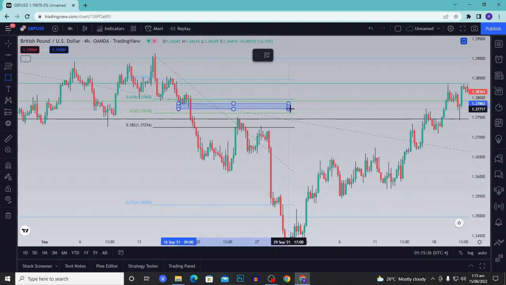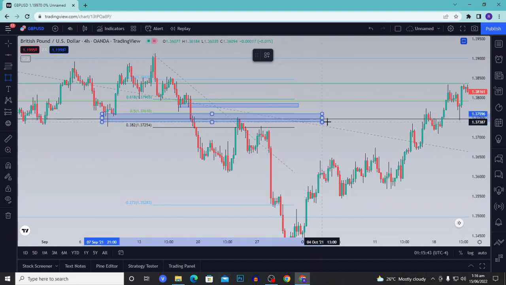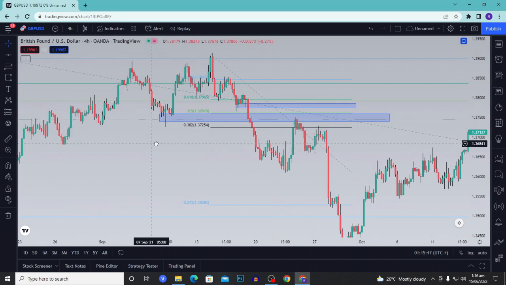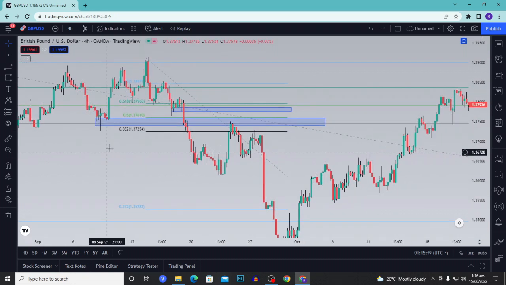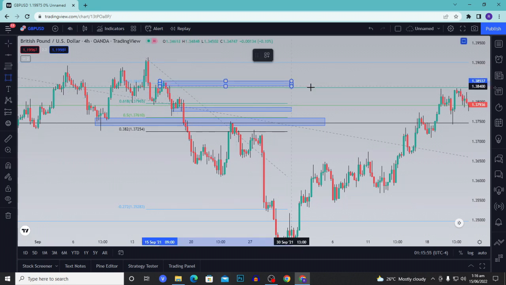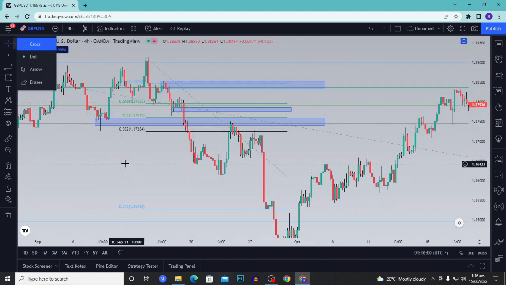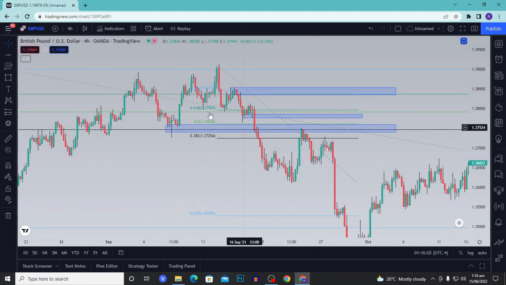a level of support right here. We have another level of support all the way over here, and we also have another one, or a level of resistance, I mean, all the way up here. So we wait for price to come back to one of these points, either here, here, or here.